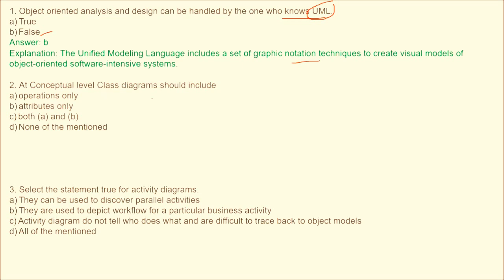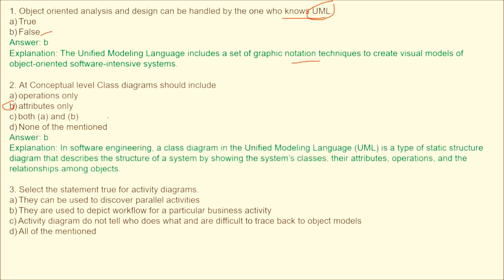At conceptual level, class diagrams should include operations, attributes, both A and B, or none of the above. The answer is B. In software engineering, the class diagram in the UML is a type of static structure diagram that describes the structure of a system by showing the system classes, the attributes, operations, and the relationships among objects. But at the conceptual level, attributes only.